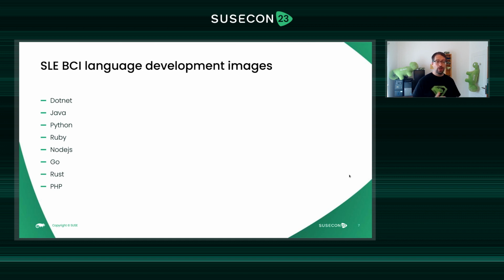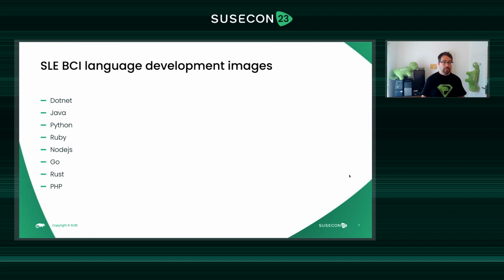We also have a completely different language development images portfolio. With that, you have a container per language, or I should say per language stack. And this way, you don't have to think about, oh, I need to install this language compiler or this language interpreter. You just pick the right BCI image as a base, and on top of that, you just run your existing compilation or install your own application, which will then use the interpreter or the compiler.